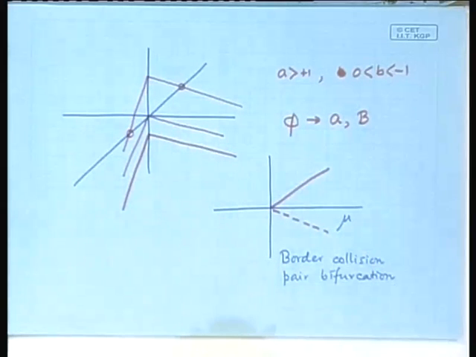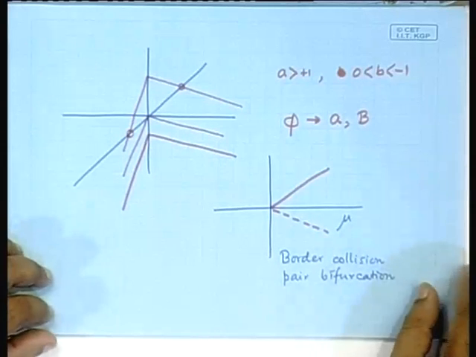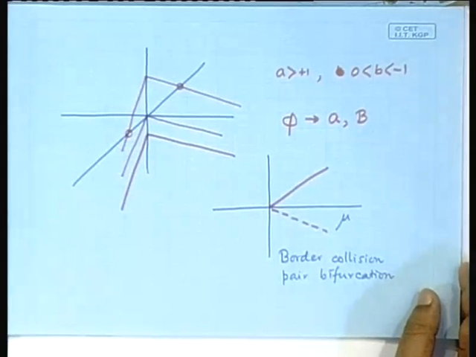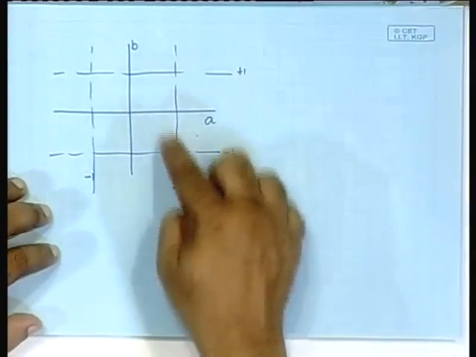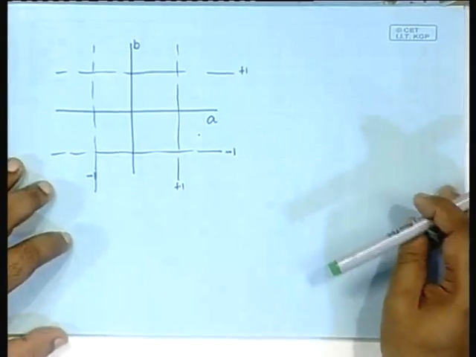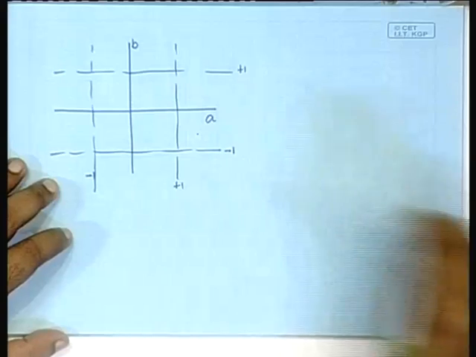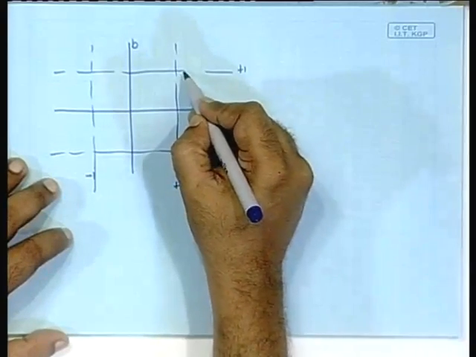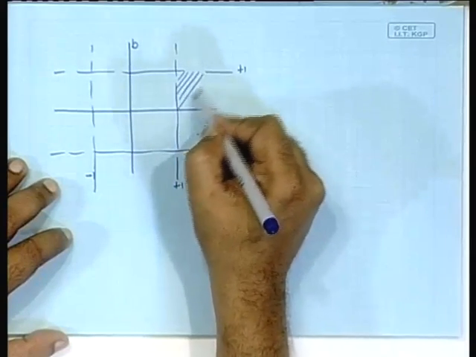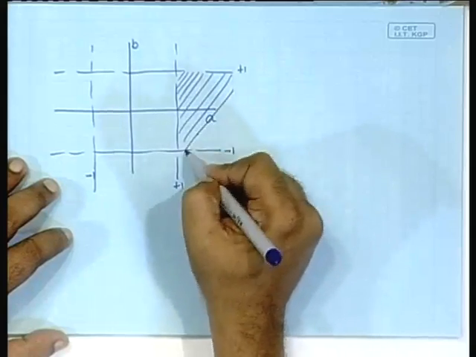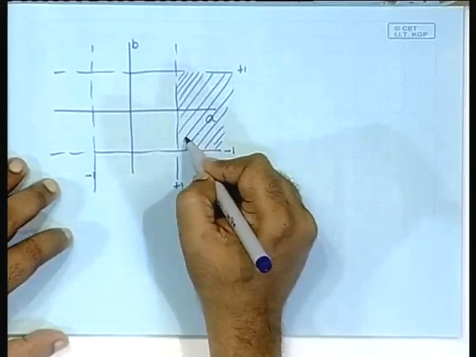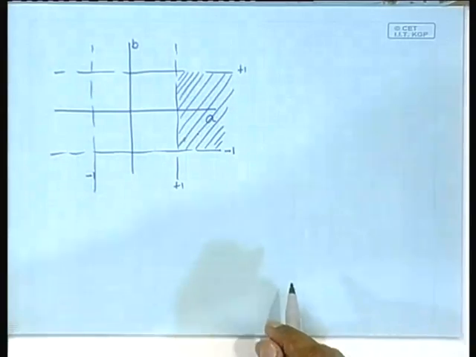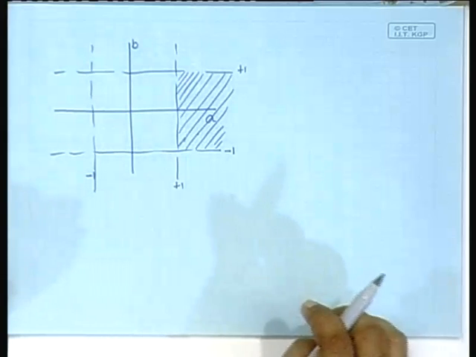Fine. Now imagine that, so in this part you expect a situation where a pair of fixed points are born, out of that one is stable. So, that is what you will actually be able to see.